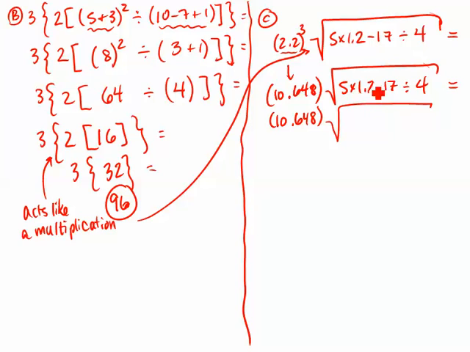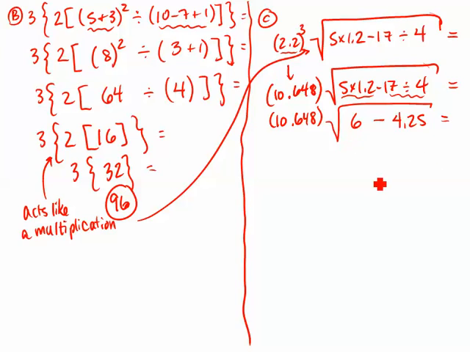I have some operations in here. I have a multiplication, subtraction, and division. So my subtraction is always last with addition, so I can work on this part, the 5 times 1.2, and my 17 divided by 4 in the same step. 5 times 1.2 is 6, and 17 divided by 4 is 4.25. Notice I did both of these in the same step. The reason why I could is because it's separated by a subtraction sign. Subtraction and addition are always last.